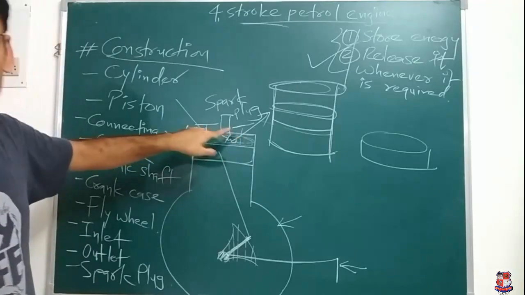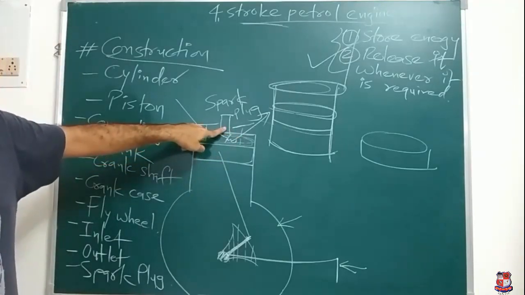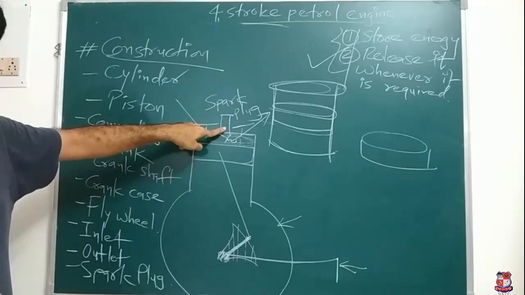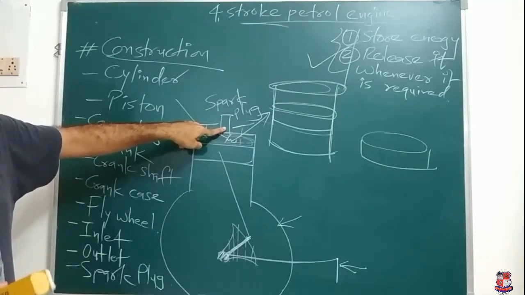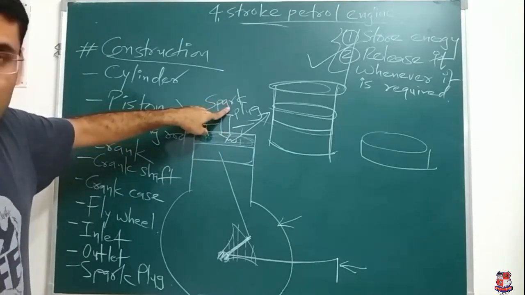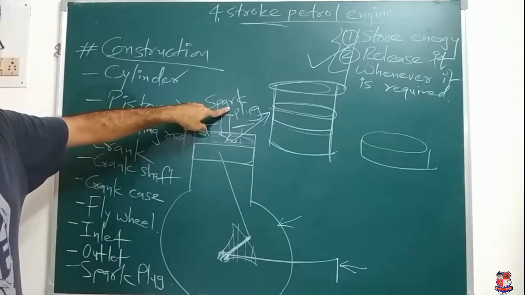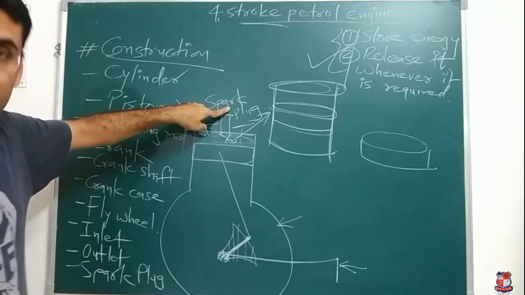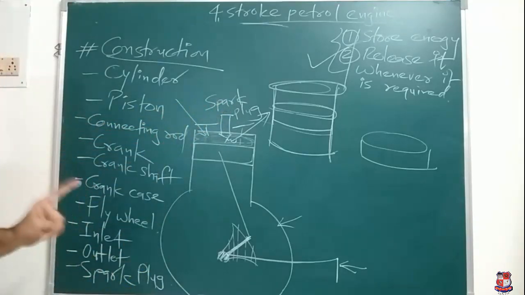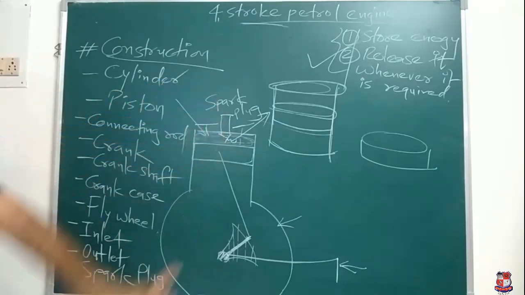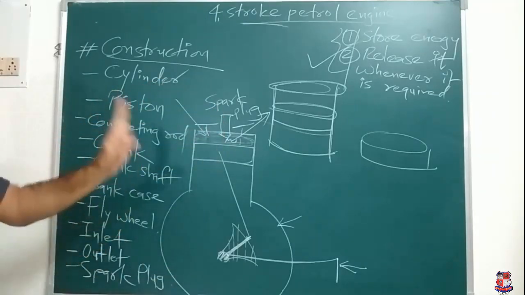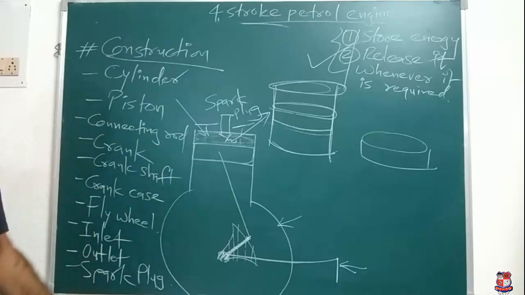Between inlet and outlet valve, one plug is present. Why is the plug present? Because we want to combust the fuel, we want to ignite the fuel. So for that purpose, spark plug is used. So function of spark plug is what? It is such a device which is used to produce a spark for the ignition of the engine. So that is all about the construction of the four-stroke engine. Only four-stroke engine, you can say four-stroke petrol engine also.